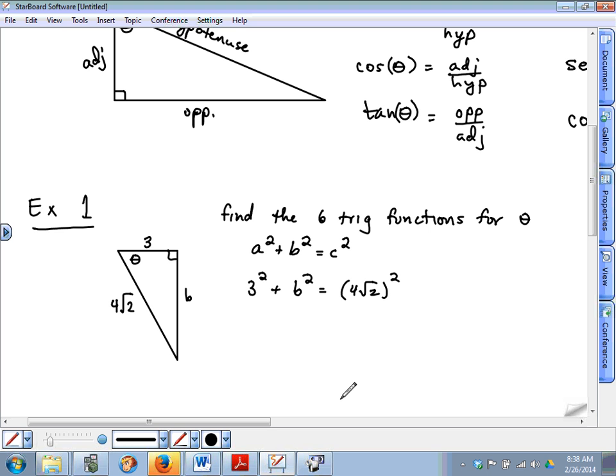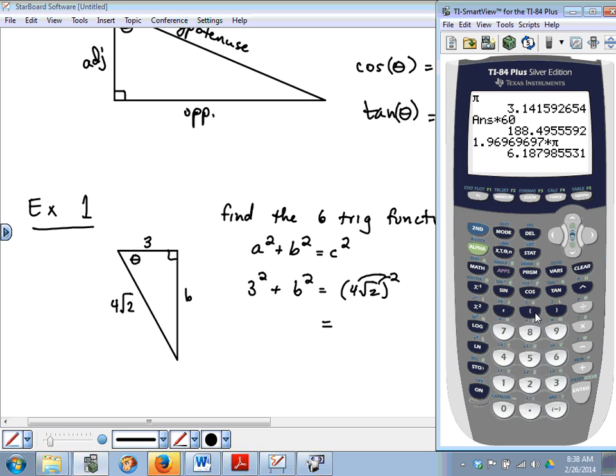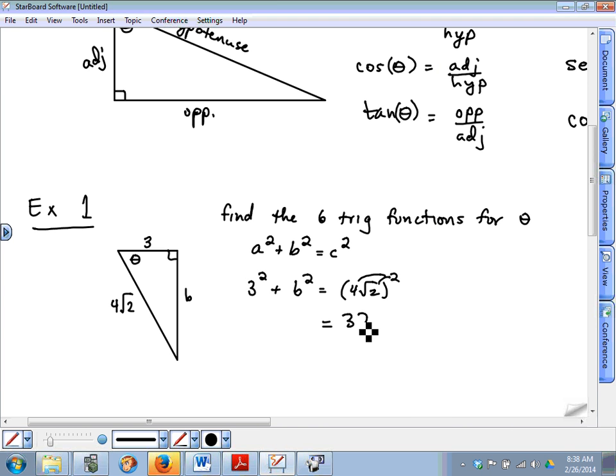Now, I can see a lot of mistakes happening here. 16 times 2. You got to square both of them. You square the 4 and you square the square root of 2. So that becomes 16 times 2. Or you just put them in a calculator. 4 square roots of 2, close parenthesis, square, enter. And it's 32. So that turns out to be 32.